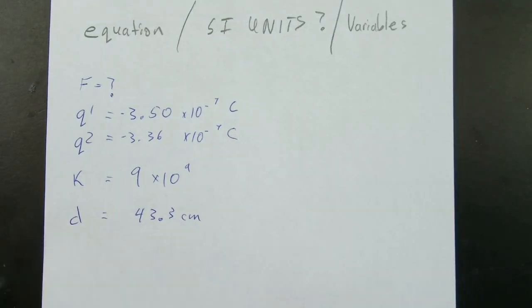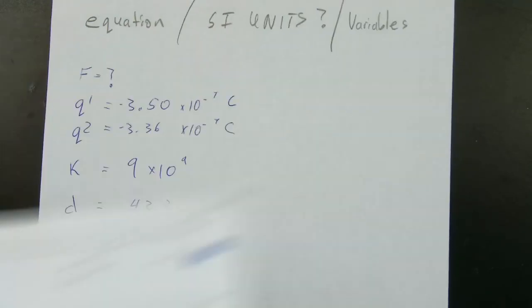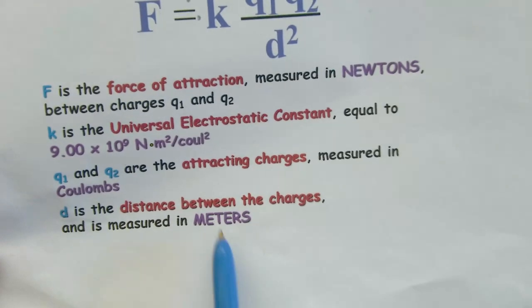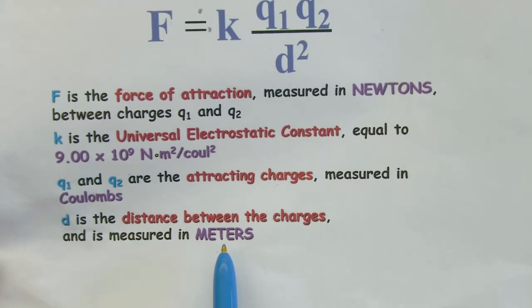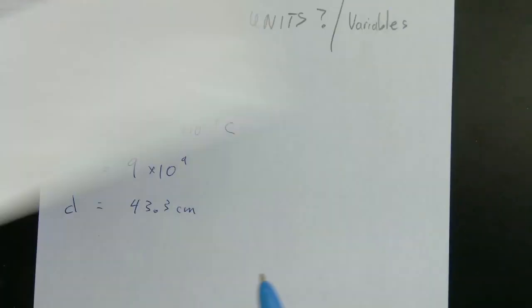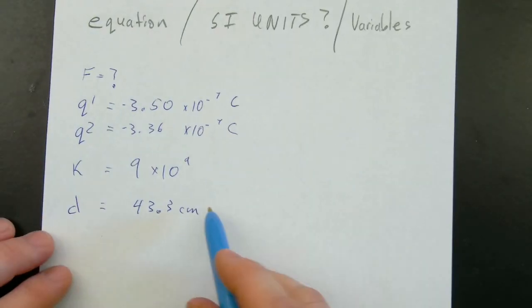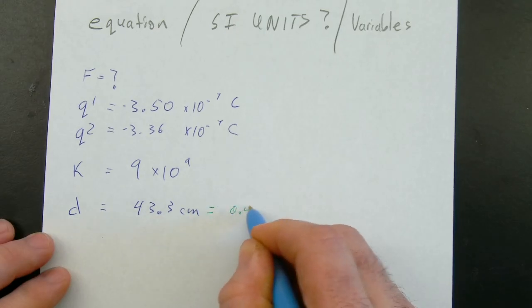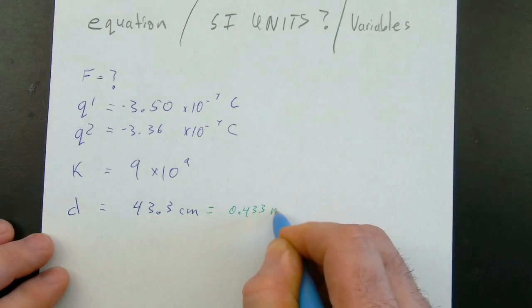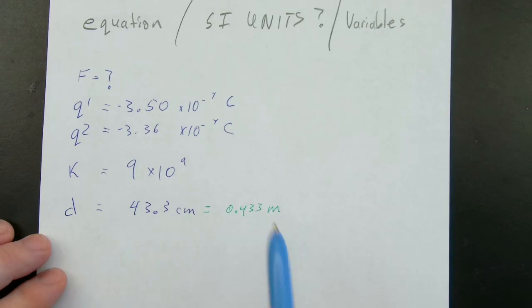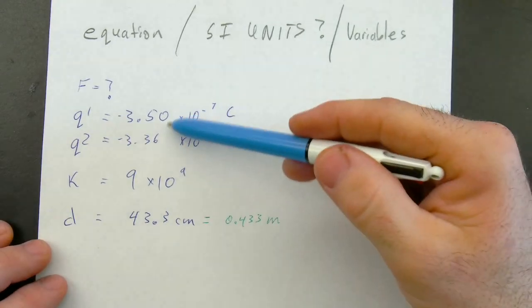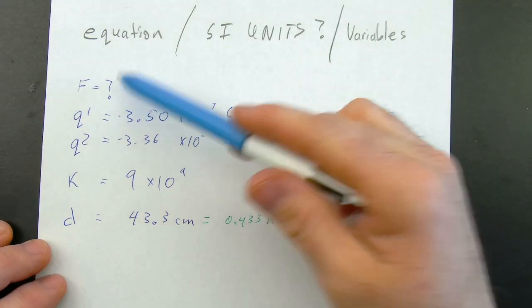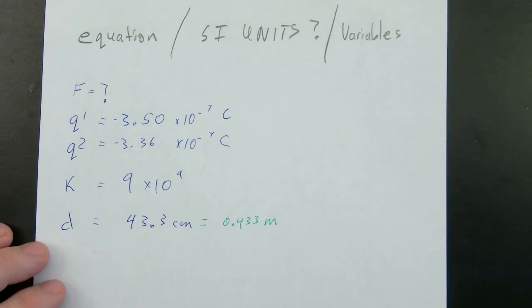Now here we have centimeters, and this is the thing a lot of people miss on this. The SI unit for distance is the meters. So this is a really big change. You want to make sure and fix this, and note that this is 0.433 meters. A lot of people miss that. Now, if we look at here, we actually have four things. We have one unknown, so we should be in great shape to solve this.